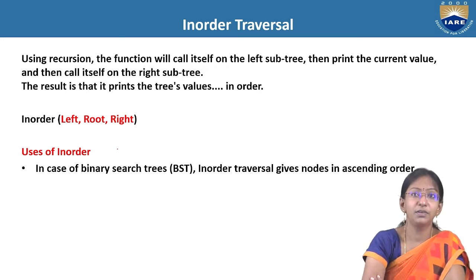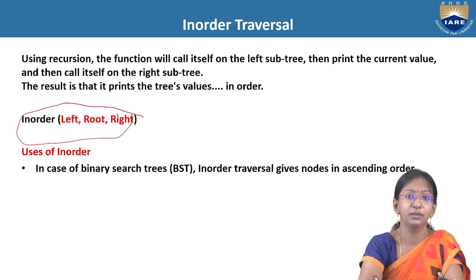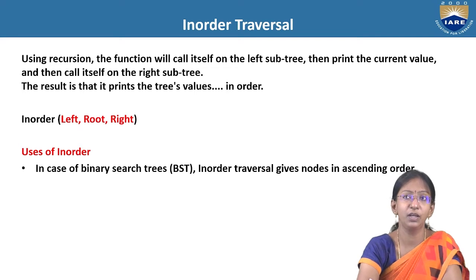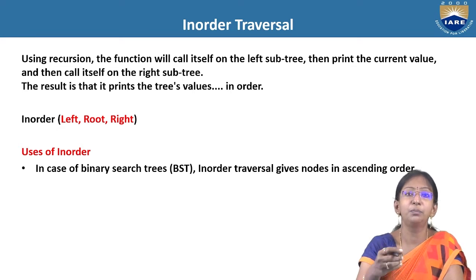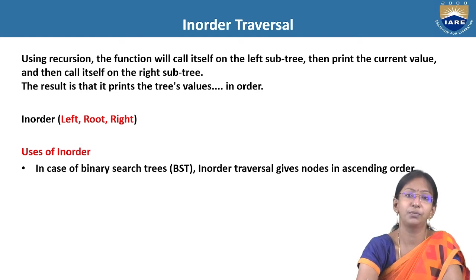In-order traversal works on the basic in-order principle. Have a look at this one. First of all it runs towards the left-hand side. When it reaches the end, it prints the root. Then it travels to the right. So using recursion, the function will call itself on the left subtree, then it prints the current value, then it calls itself on the right subtree, right?